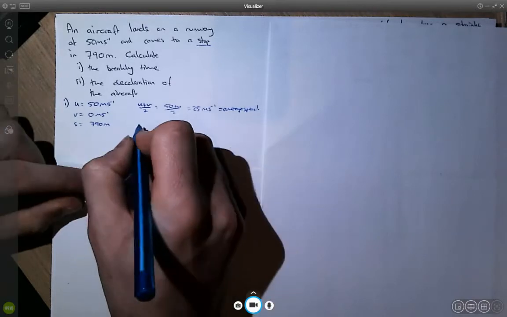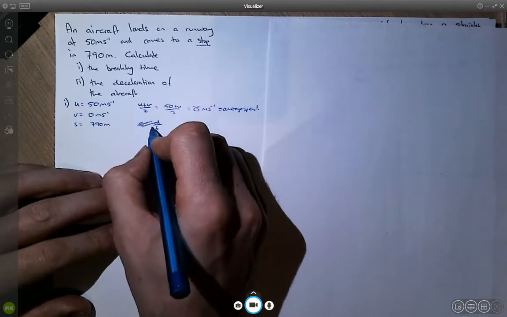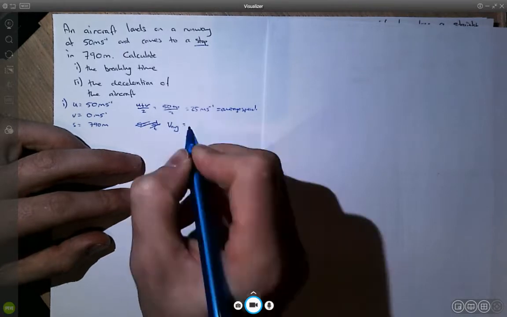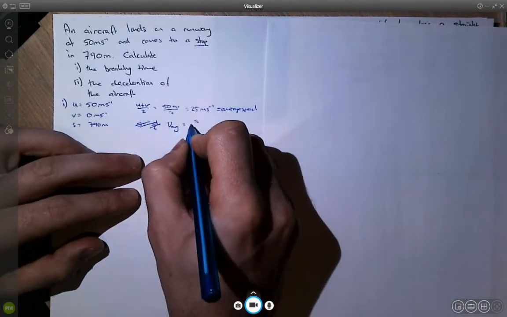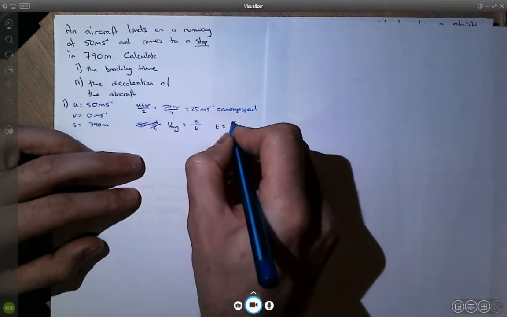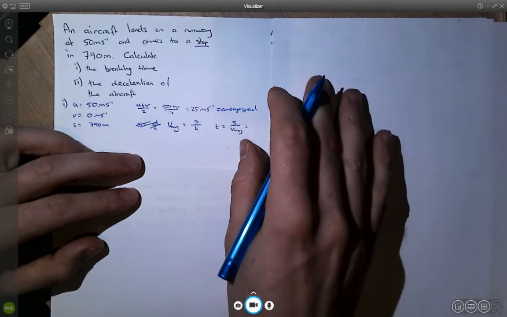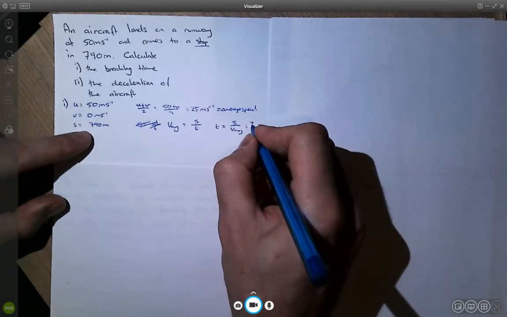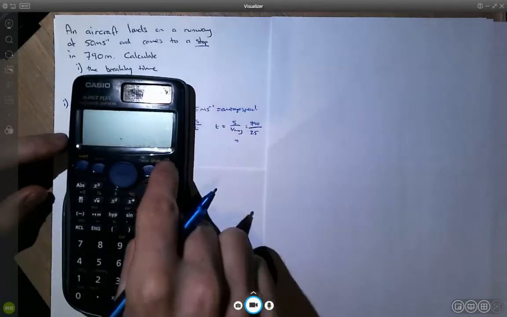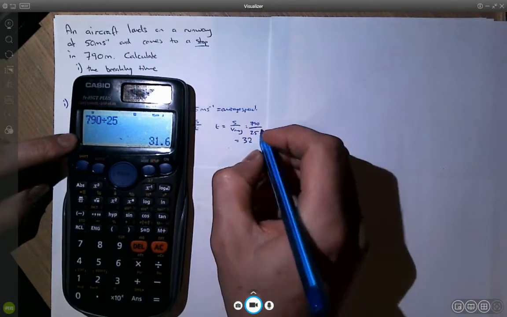So now we can use speed is distance over time. This is not helpful because our symbols are different. Let's use the average speed equals the displacement over time, so speed is distance over time. So time is going to be S over V average, which is going to be 790 over 25, which will equal 32 seconds.